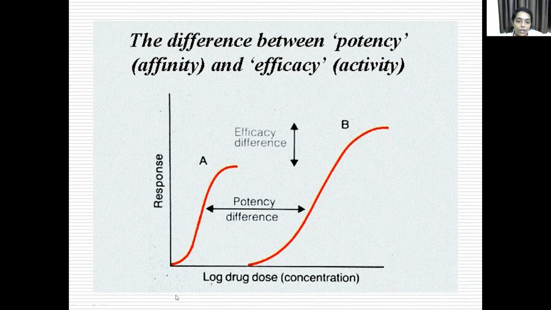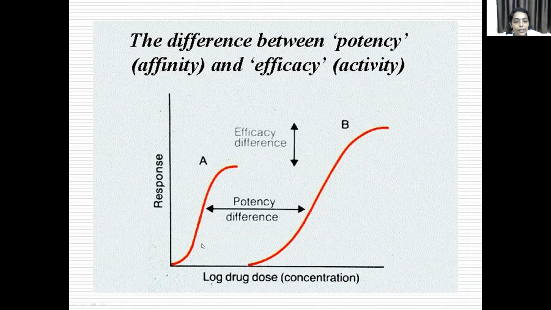Here, if you see drug A and drug B, the curve placed closer to the y-axis is more potent, and the height of the curve indicates the efficacy of the drug. When you compare A and B, drug A has produced a sigmoid curve which is closer to the y-axis, and the curve for drug B is a little farther from the y-axis.